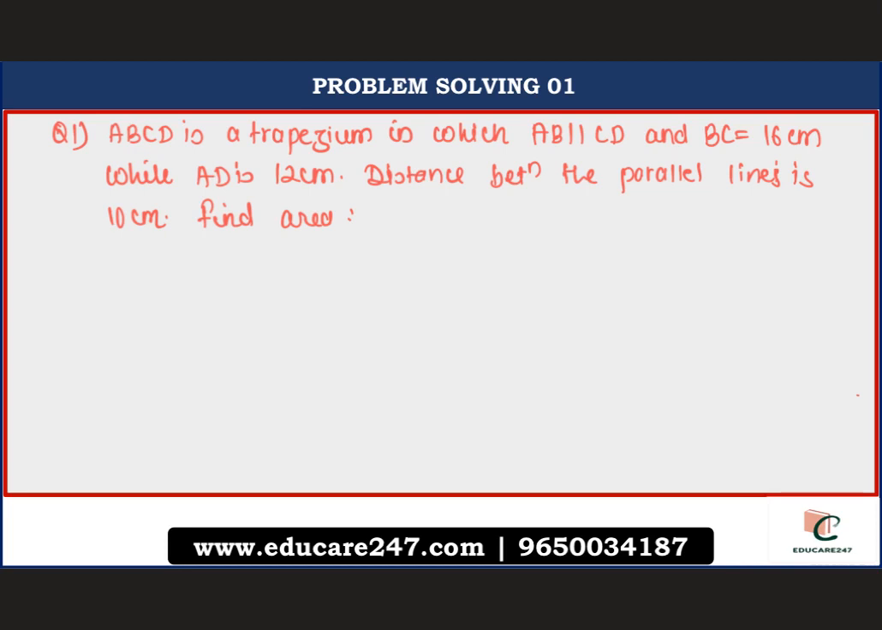I have not taken the area, but I am going to introduce you to the area of a trapezium over here. ABCD is a trapezium in which BC is parallel to AD, and BC is 16 centimeter while AD is 12 centimeter. The distance between the parallel lines is 10 centimeter. Find the area. So basically the diagram would look something like this.